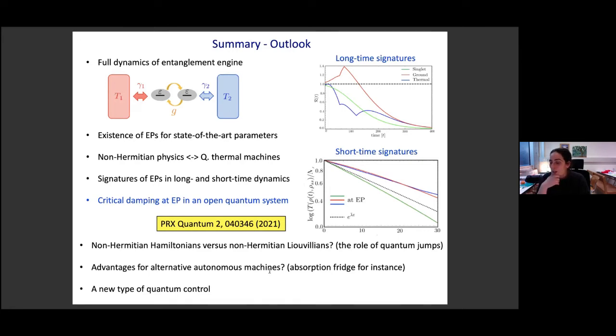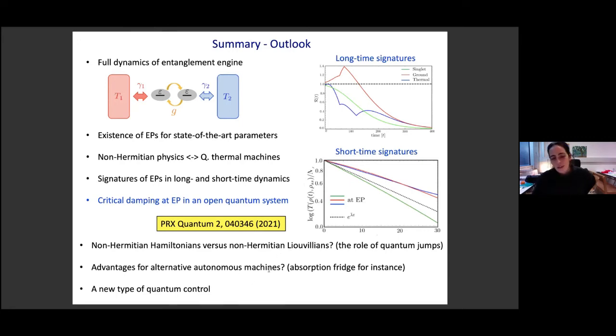And as theorists, we always assume, okay, we are in the steady state. But one could ask, okay, how much time do you really need to reach the steady state? And maybe you see that if you take this into account to compute the efficiency by operating at an exceptional point, it can constitute an advantage. And on a fundamental side, I think there are many open questions.